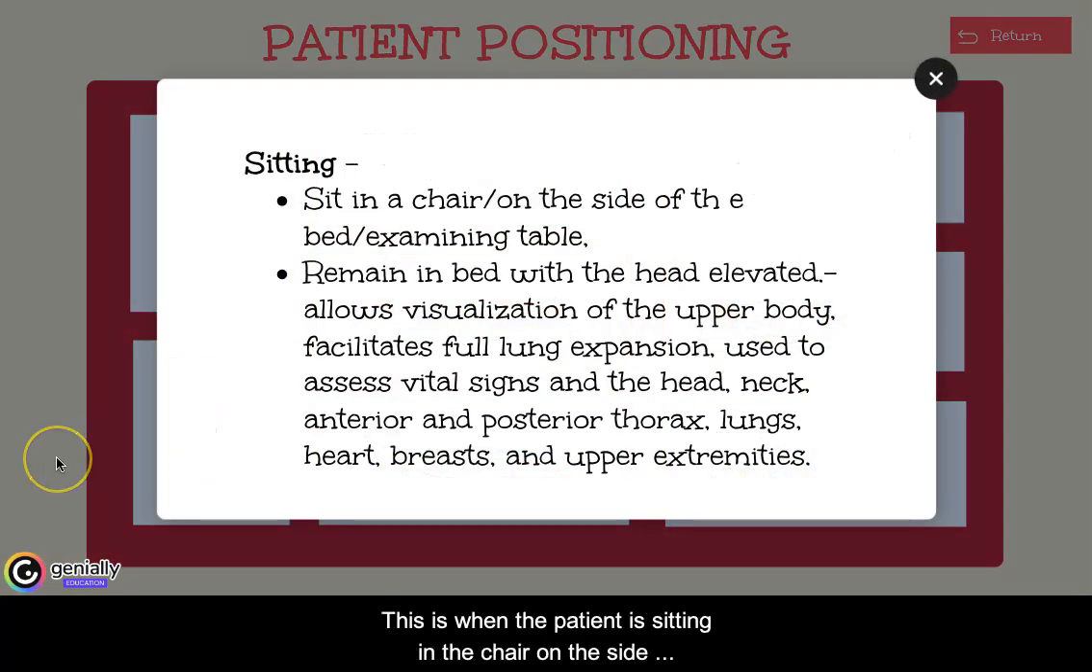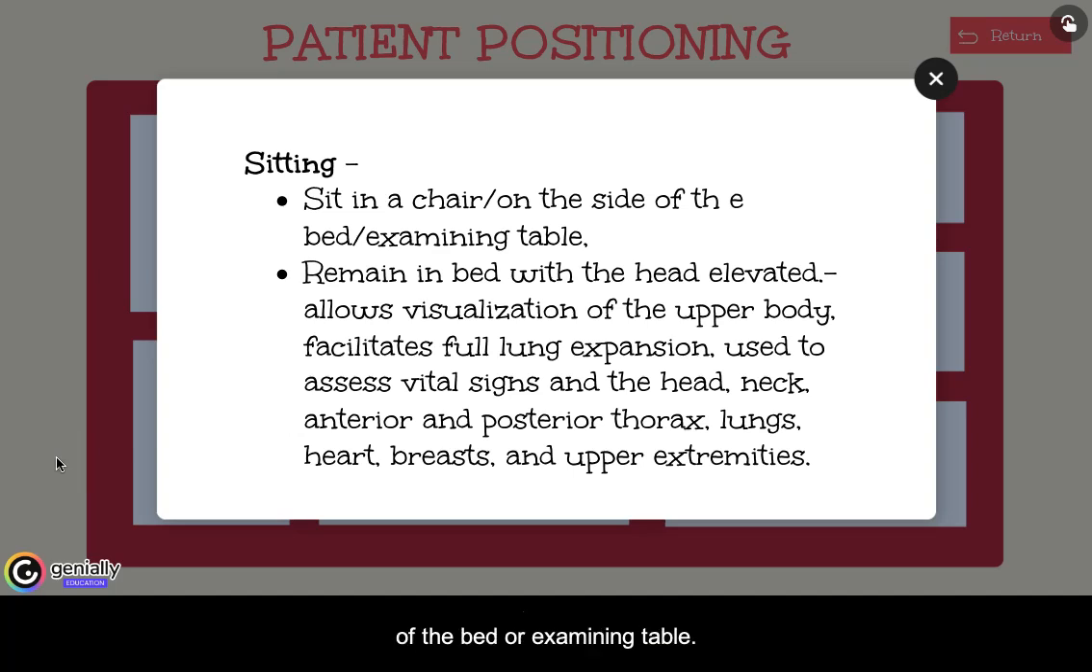Sitting position. This is when the patient is sitting in the chair on the side of the bed or examining table. They remain in bed with the head elevated, which allows for visualization of the upper body. It facilitates lung expansion. When they're sitting, the lungs expand. And it's used to assess vital signs, to assess the head, the neck, the anterior, posterior thorax, your lungs, your heart, breast, upper extremities. This is the perfect position to put the patient in when you want to listen to their lung sounds and their heart sounds.